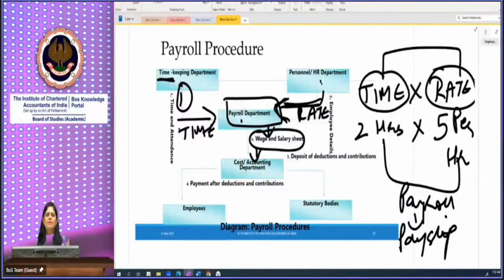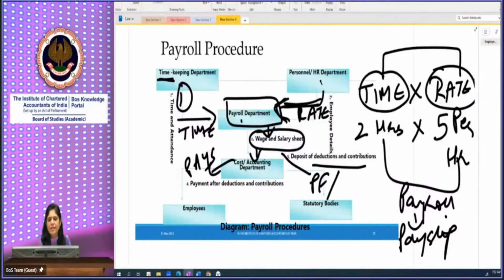Let us say the employee has taken some loan or has contributed for provident fund. So the deductions from the salary are done by the cost accounting department, and the actual salary is paid by the cost accounting department only. Clear? So cost accounting department pays salary to the employee after doing all the deductions required, and the provident fund and ESI deductions they pay to the statutory bodies. The PF, they deposit to the PF fund of the organization.